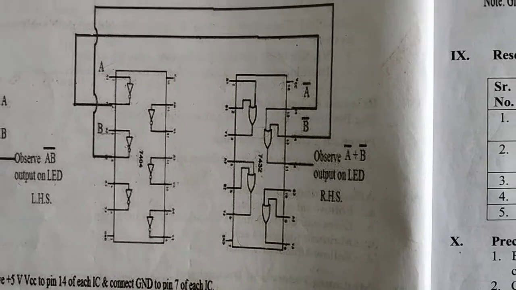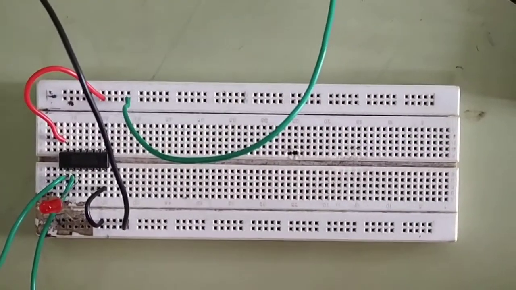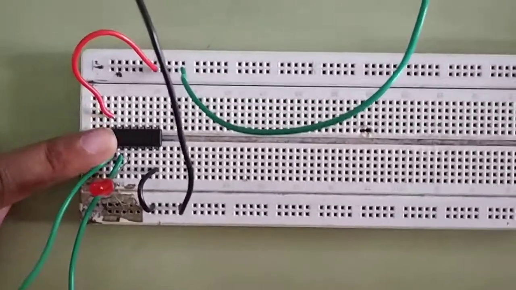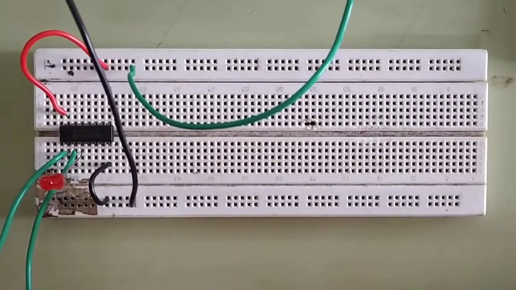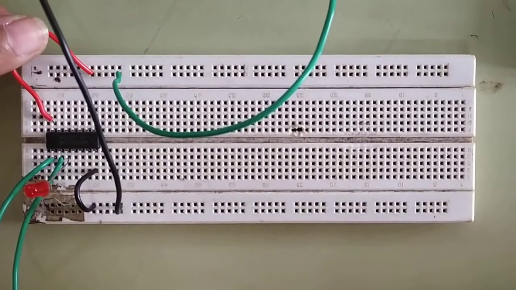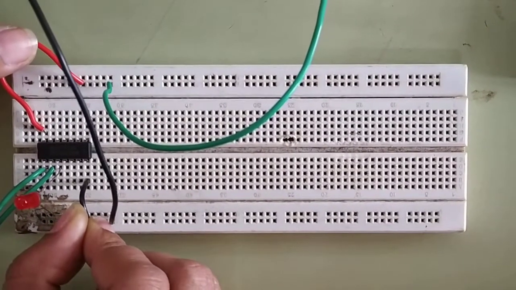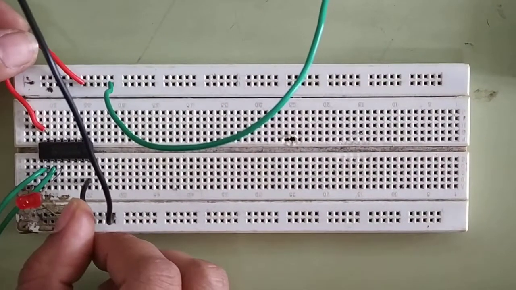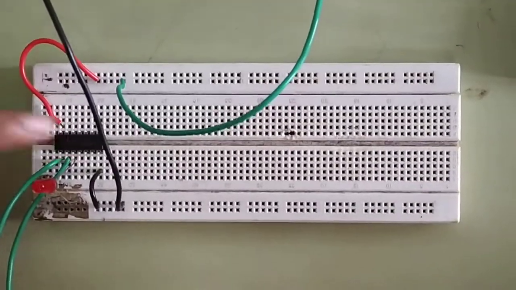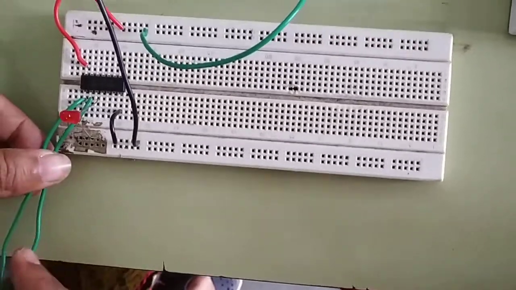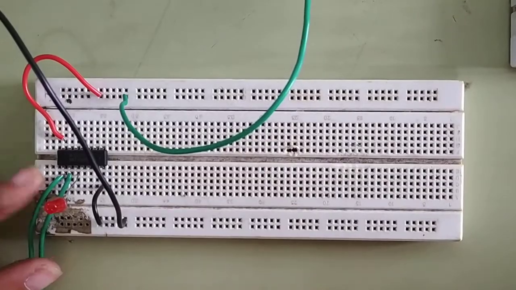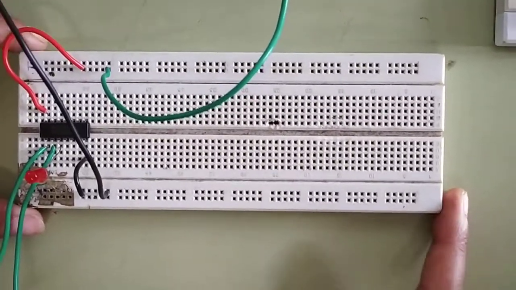Now we do the actual practical. Here this is the NAND gate IC, that is 7400. Pin 14 is VCC and pin 7 is ground, so we make the connections for VCC and ground. After that, we use the power supply. The first and second pins are used as input pins, and on the third pin we connect the LED for output. This is the LHS side.